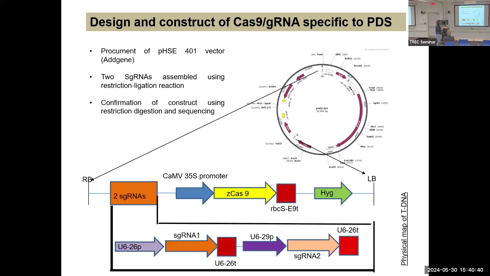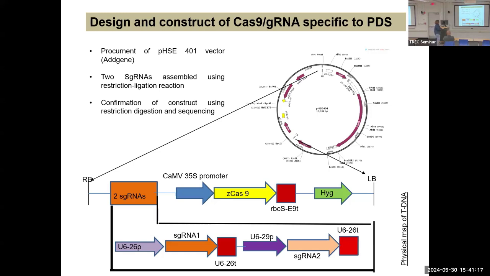Once the vector has been confirmed, at the same time, I have synthesized the HGRNA, and then I try to assemble these HGRNA using a cloning method in this particular vector. So this is the right border to left border of this vector. So they have these 2 HGRNA. This HGRNA1 is driven by the U6 promoter. HGRNA2 again with the U6 promoter. Cas9 has been driven with the 35S promoter. And there is a plant selection marker, hygromycin, which is used to select the transformants.